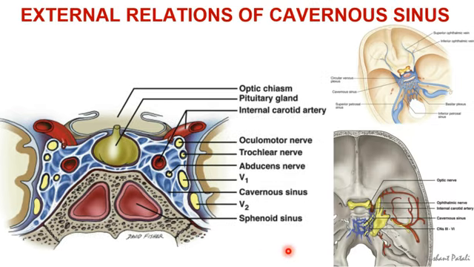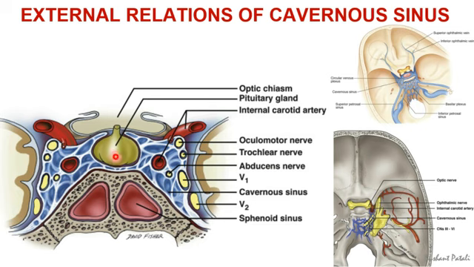Now let's talk about the external relations of the cavernous sinus. So what lies medial to the sinus, what lies superior to the sinus, and what lies lateral to the sinus. So this is what I am going to tell you in this slide. So medially and below, there are two structures related to the cavernous sinus.